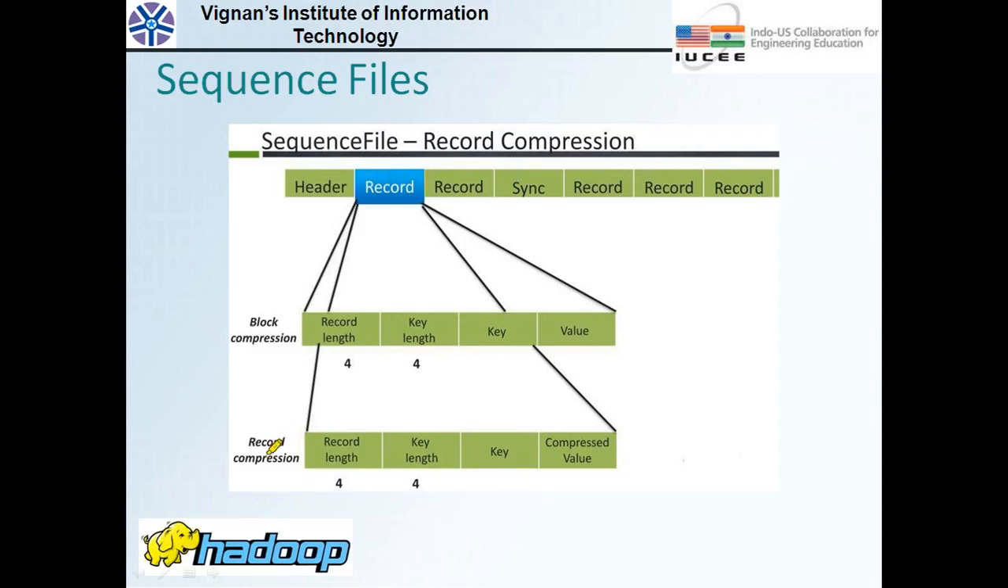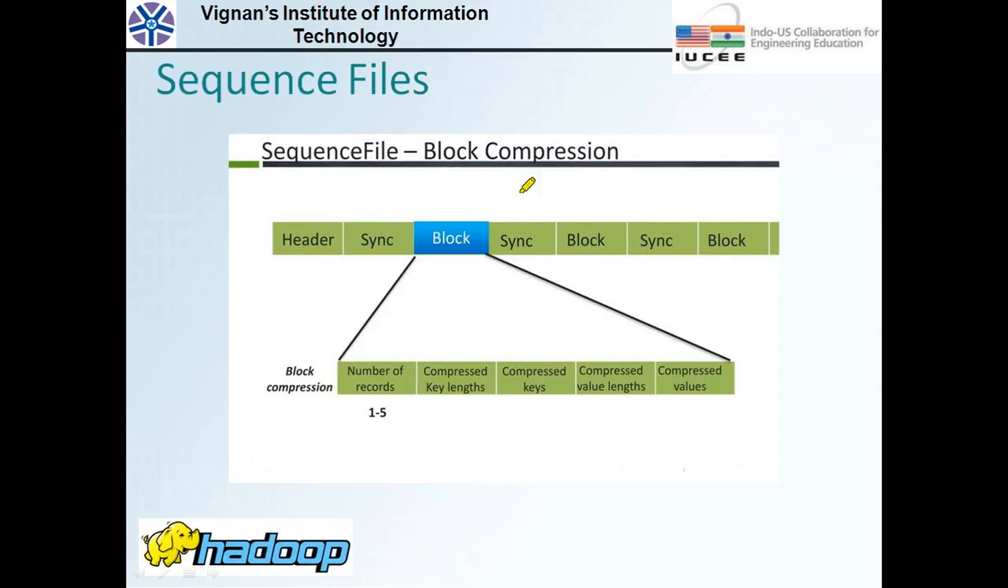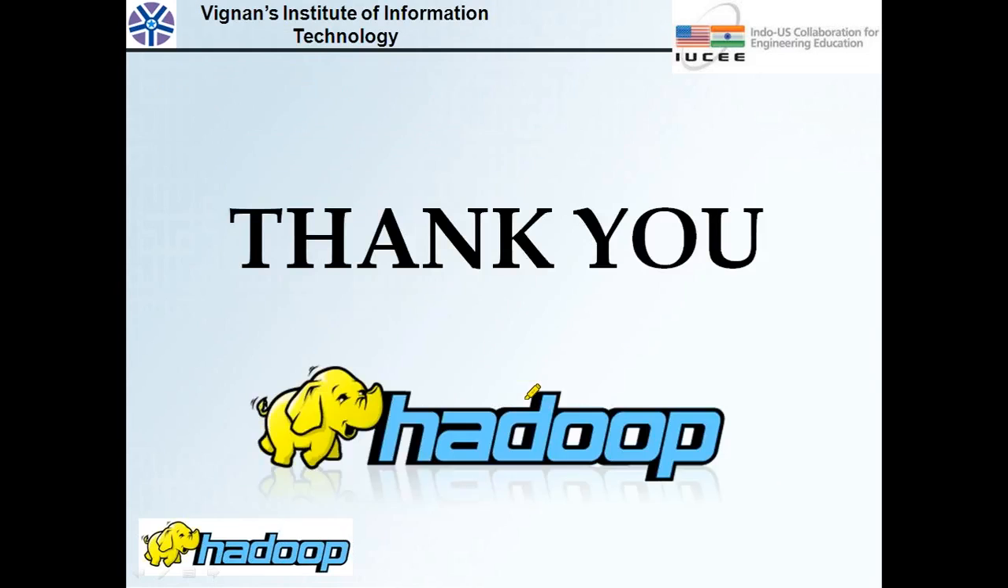This is the record manner, the block compression and record compression. This is your block compression, how it works on the number of records, compressed key lengths, compressed keys, all these things. Internally, how it happens, right?